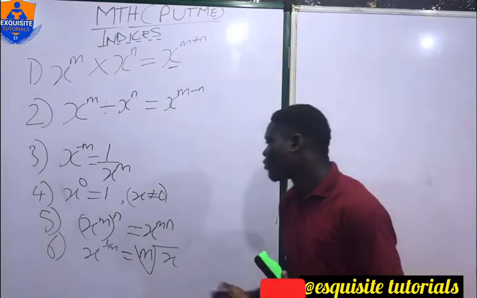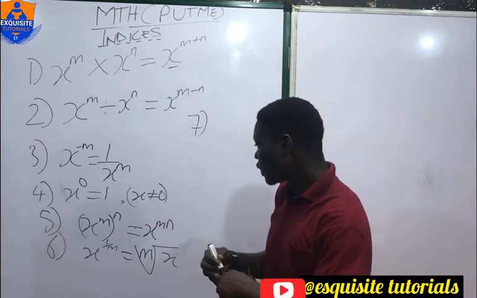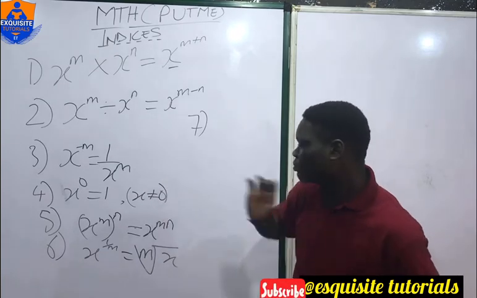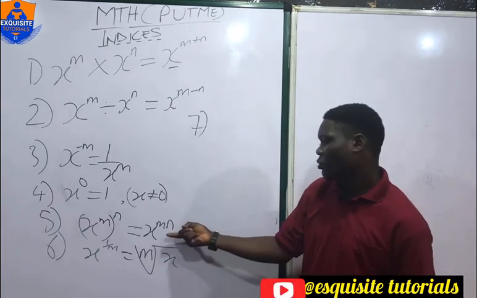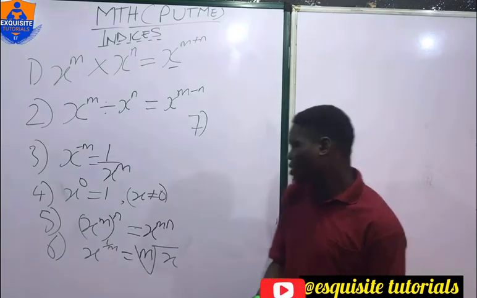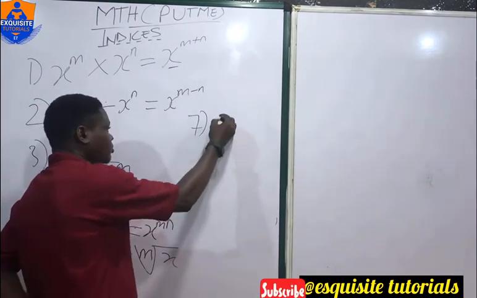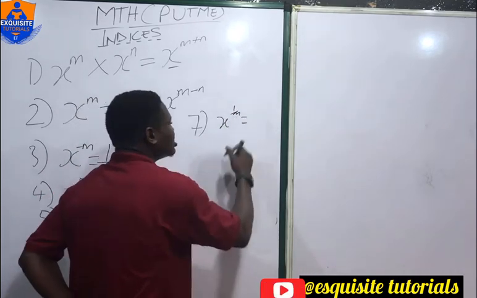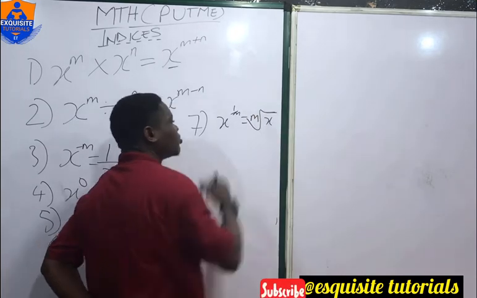Now, the seventh law of indices is actually a combination of this law and this law. That's the seventh law. It's a combination of the sixth law and the fifth law. So let's quickly do that. Let's say you have x raised to the power 1 over m. We said it is actually the mth root of x. The mth root of x.